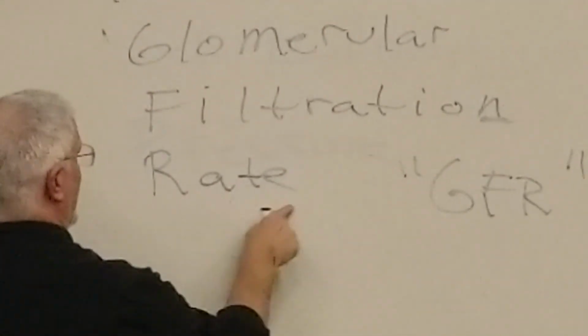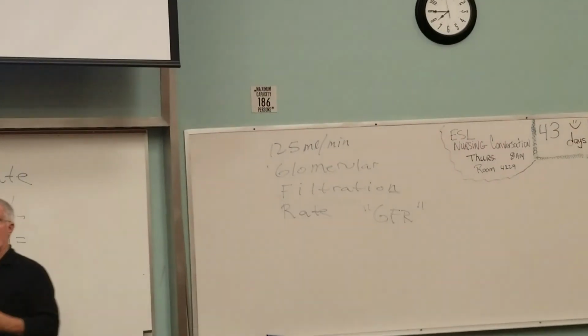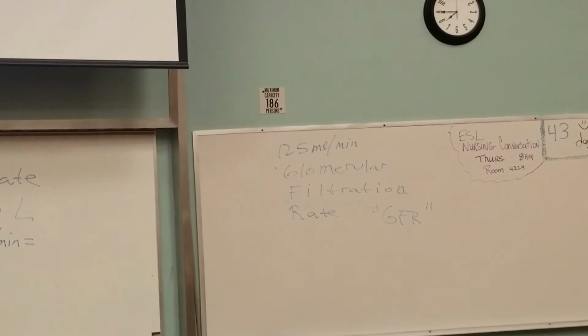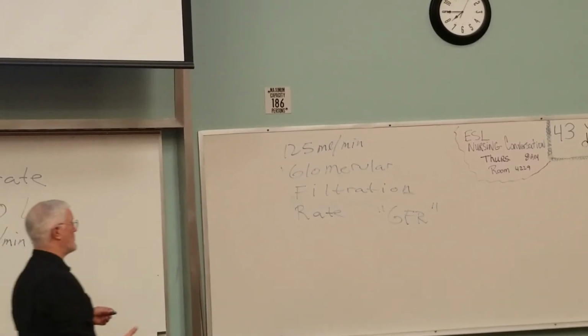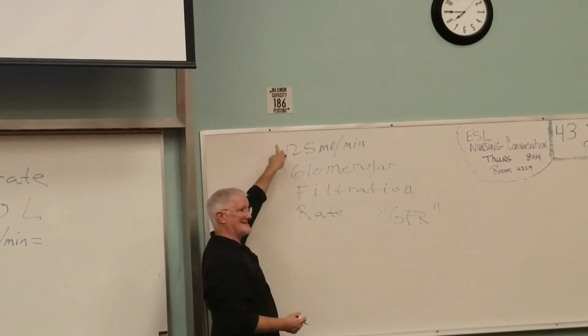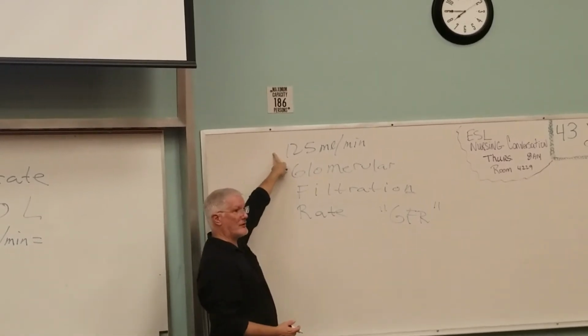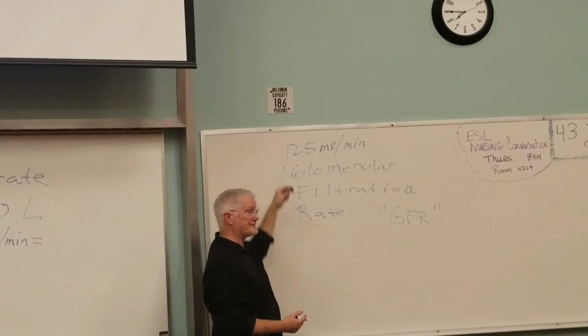Focus on the word rate. Whenever you see the word rate, that means something per minute of time, right? Heart rate, respiration rate, filtration rate. 125 is the magic number. Your kidneys are going to work really hard to keep this number. Don't let it get bigger and don't let it get smaller.